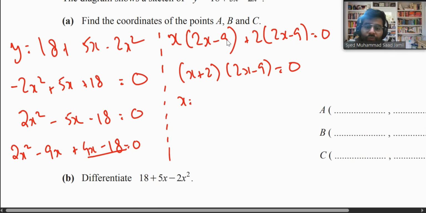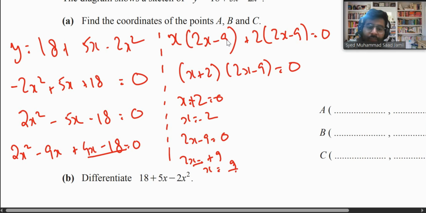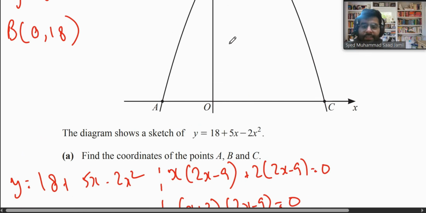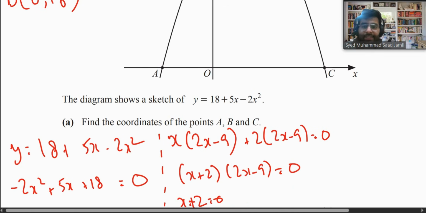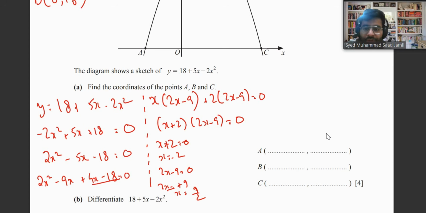x plus 2 is equals to 0, x is equals to negative 2. 2x minus 9 is equals to 0, 2x is equals to positive 9, x is equals to 9 upon 2. Which means that A is equals to, it's on the negative side, so negative 2 comma 0. C is equals to 9 divided by 2 is 4.5, so 4.5 comma 0. And B is 0 comma 18.